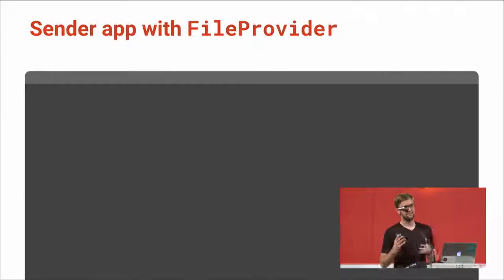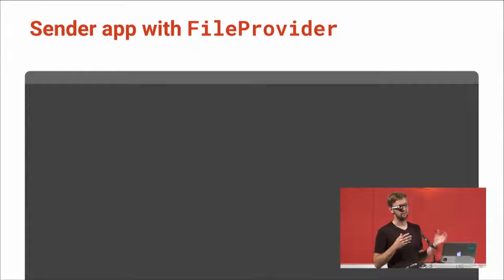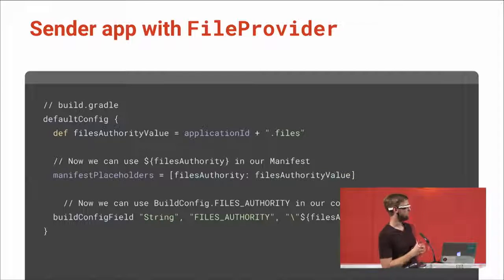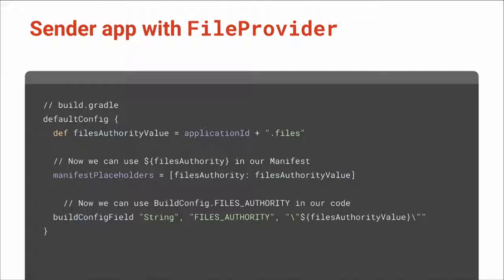Now, there is some setup for a FileProvider. Specifically, every one of those FileProvider URIs has a unique prefix, which we'll call the authority. Now, you can just define it as a static string somewhere, but I like to be a little bit more fancy. This is the limit of my Gradle knowledge. And actually define it in our Gradle file based on our application ID. So this would be the package name in your app.